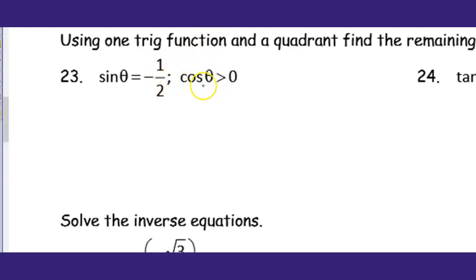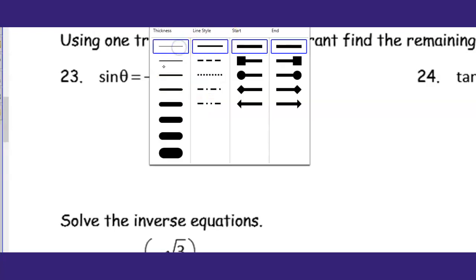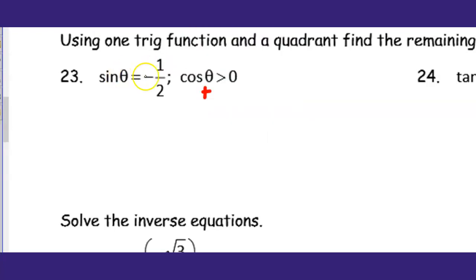Right here, I start right here. Cosine theta is greater than 0. If a number is greater than 0, it's positive. So cosine is positive. And now sine, I look at my sine. Sine is negative 1/2. That means sine is negative, guys. It tells me it's negative. So where is cosine positive, positive to the right, and sine negative, which means negative y value, positive x, negative y? That's down here, guys. Fourth quadrant.